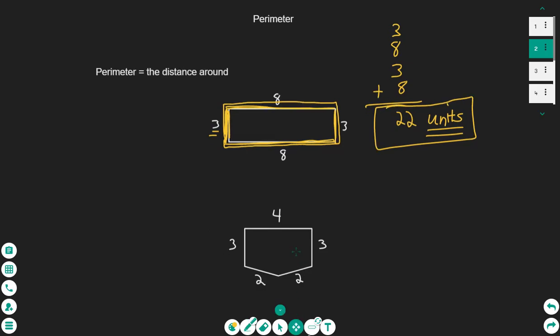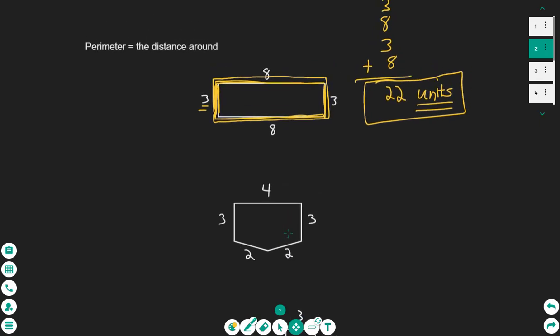And actually, why don't you go ahead and pause the video, see if you can figure out the perimeter for this particular polygon. All right, so hopefully that was very easy for you. All we're doing again is just measuring the distance around. If we start, pick your side, it doesn't matter. Last time we started on the left side. Let's start on the right side this time.